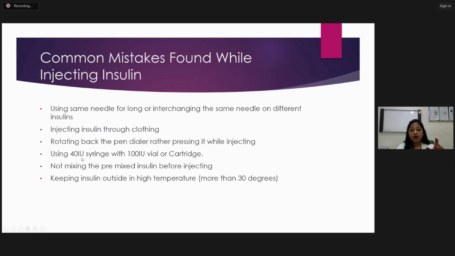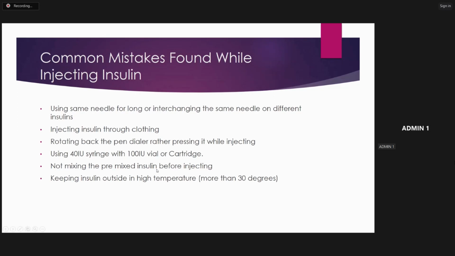Patients are using a 40 IU syringe with a 100 IU vial or cartridge. There are many patients who use a cartridge with a syringe. So we have to tell the patient that the cartridge that we use in the pen is 100 IU and the syringe that they're using is 40. It should not be used, but if they want to use a cartridge with a syringe, they have to use a 100 units syringe with the cartridge. Patients not mixing the insulin: they have premix insulin, and they are injecting it like this. It is very important to mix the insulin before injecting.